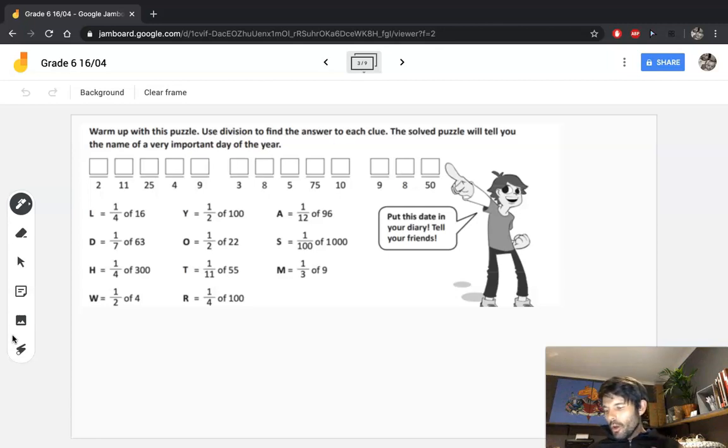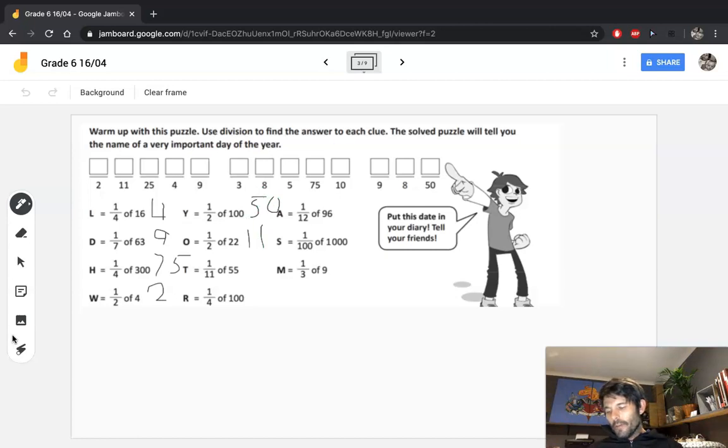So I'm just going to go through the of sums and just see what the answers are. So a quarter of 16 is 4. 1/7 of 63 is 9. 63 divided by 7 is 9. A quarter of 300 is 75. 300 divided by 4. A half of 4 is 2. Nice easy one. A half of 100 is 50. Half of 22 is 11.